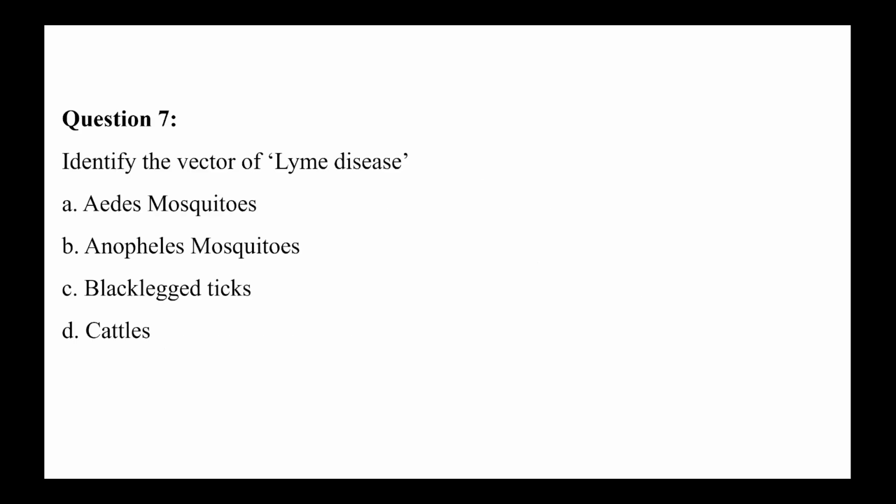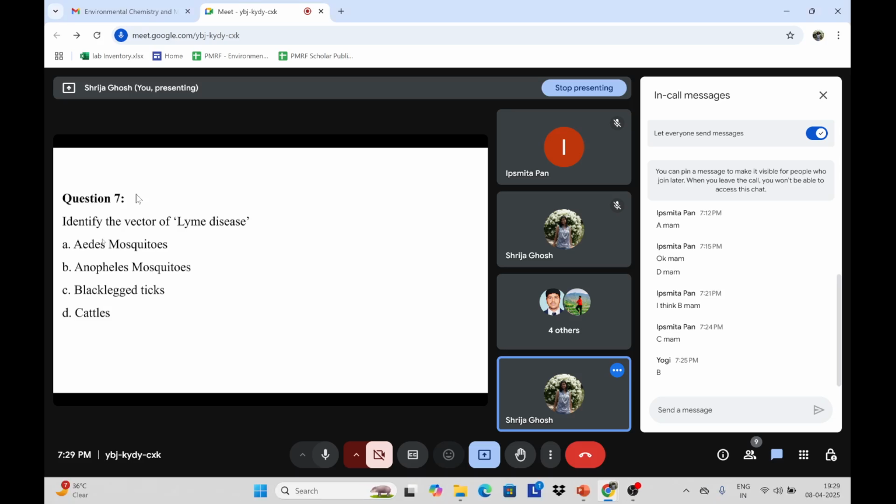Moving on to the next question, question number 7. Identify the vector of Lyme disease. Option A, Aedes mosquitoes. Option B, Anopheles mosquito. Option C, black-legged ticks. And option D, cattle. Identify the vector of Lyme disease. Aedes mosquitoes, Anopheles mosquitoes, black-legged ticks, and cattle. Write your answers in the chat box.